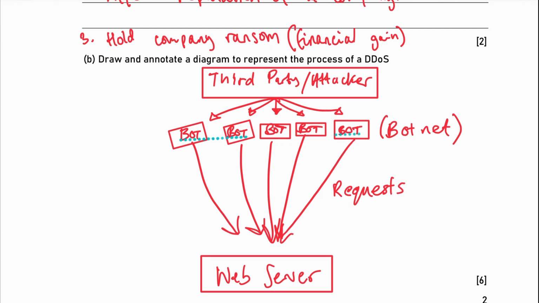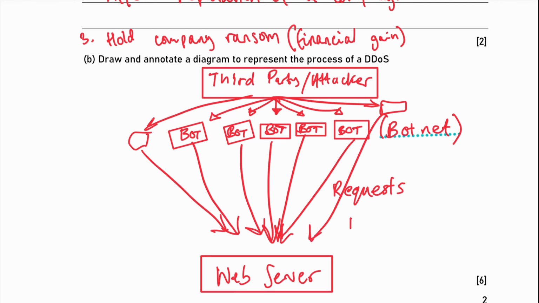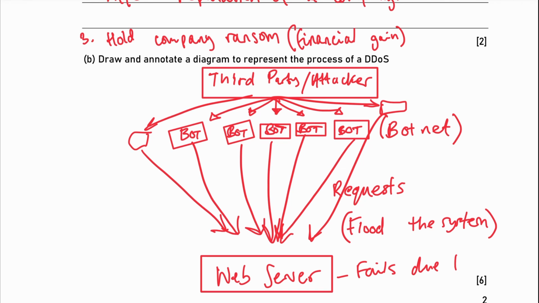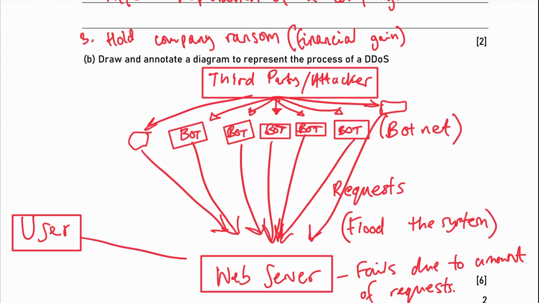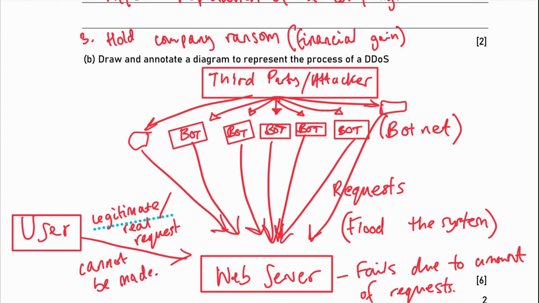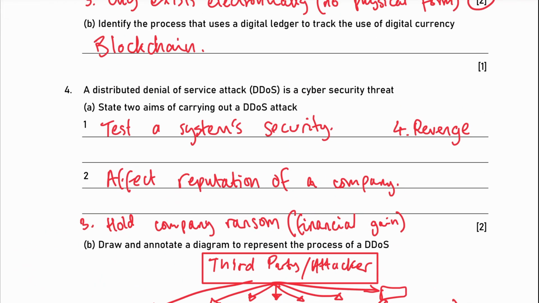And what will happen is this botnet will keep growing and growing until more and more requests come through, and what we call flood the system, where the web server fails due to the amount of requests, as it simply can't handle the amount of them. And anyone else outside of the network, so a typical user, when they try to gain access, the access is denied as the web server has failed due to the flooding of the system. So here, a legitimate or real request cannot be made as the system is down, which takes you back to these points here. And hopefully now you can see why these 4 things could be a purpose of carrying out a DDoS attack.